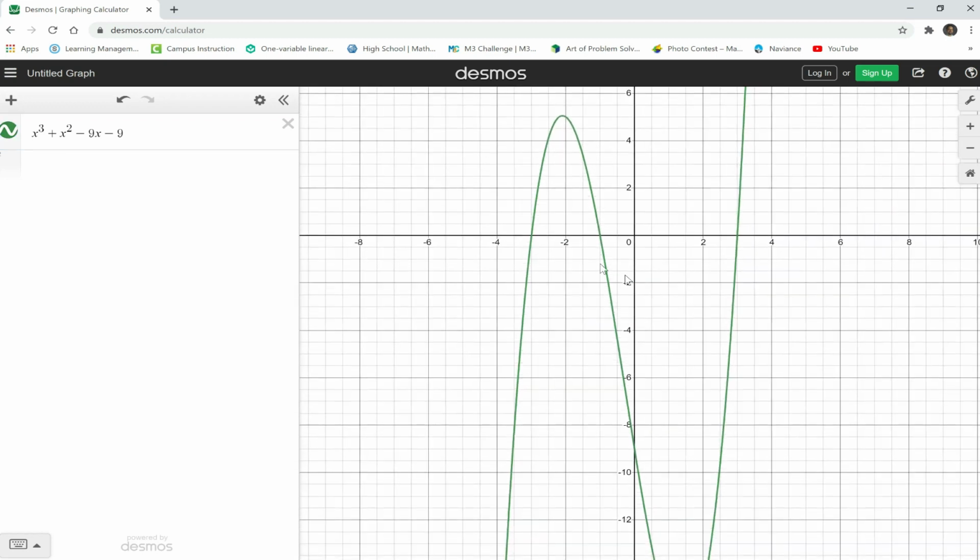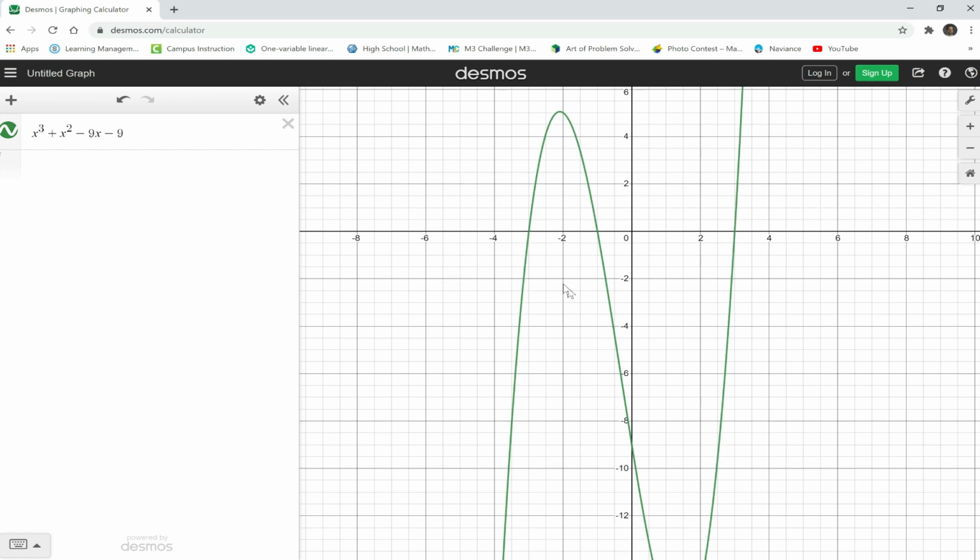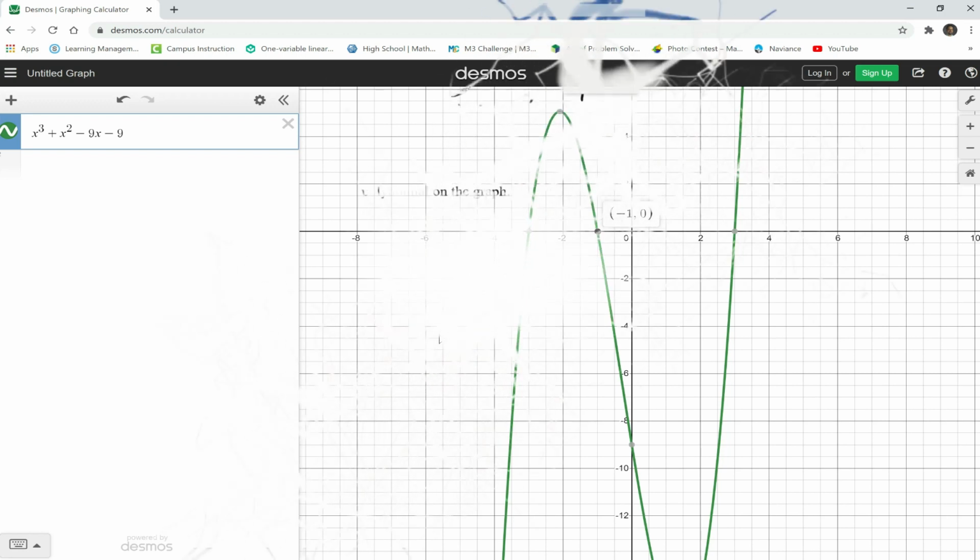If we touch our intercepts, we can see a 0 at negative 3, a 0 at negative 1, and another 0 at positive 3. And the shape is very similar to what we sketched by hand. And we're done example 4.